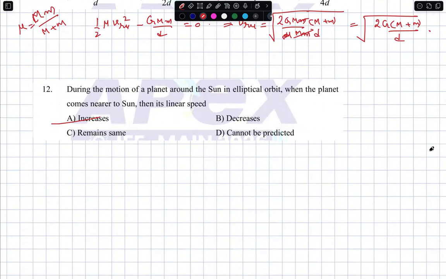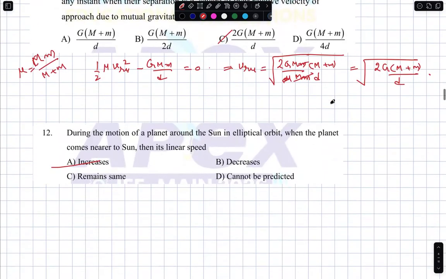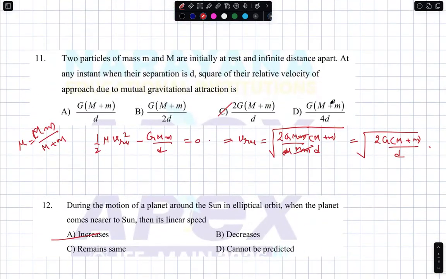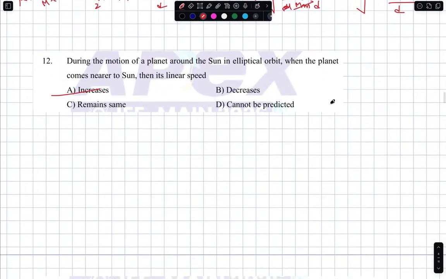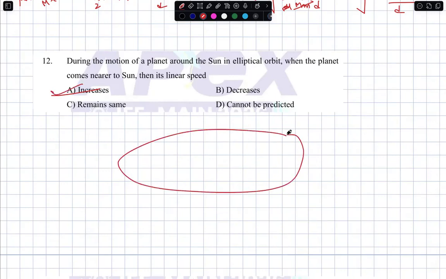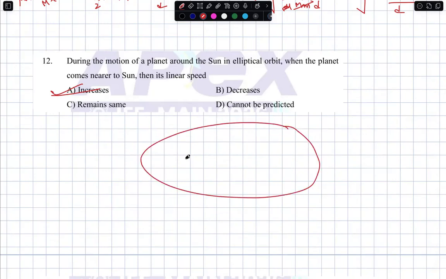12th question. During the motion of a planet around the sun in elliptical orbit, when the planet comes nearer to the sun, its linear speed increases. Yes, I told you very clearly earlier. If this is an ellipse, and this is the sun location, here you will have maximum speed, and here you will have the minimum speed. So it increases.